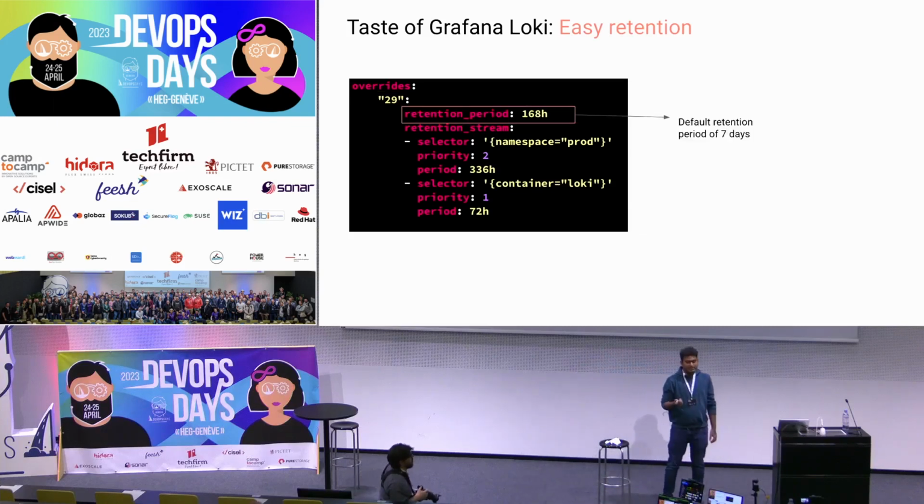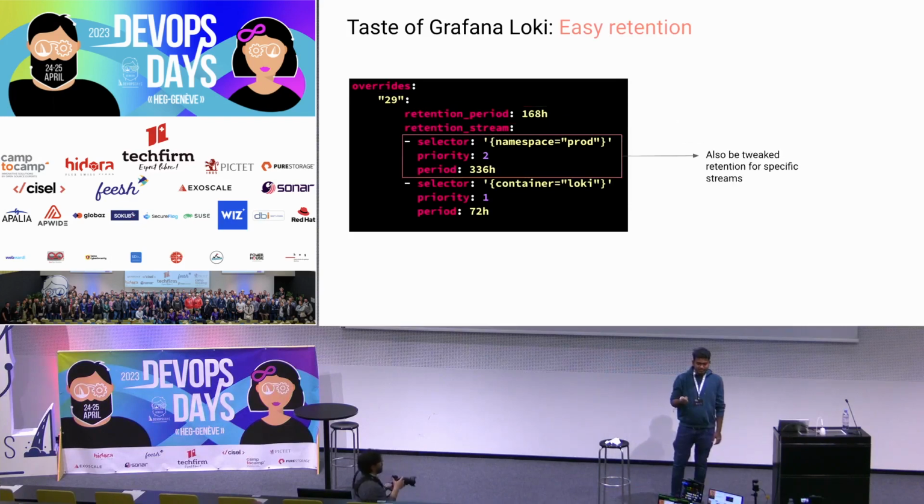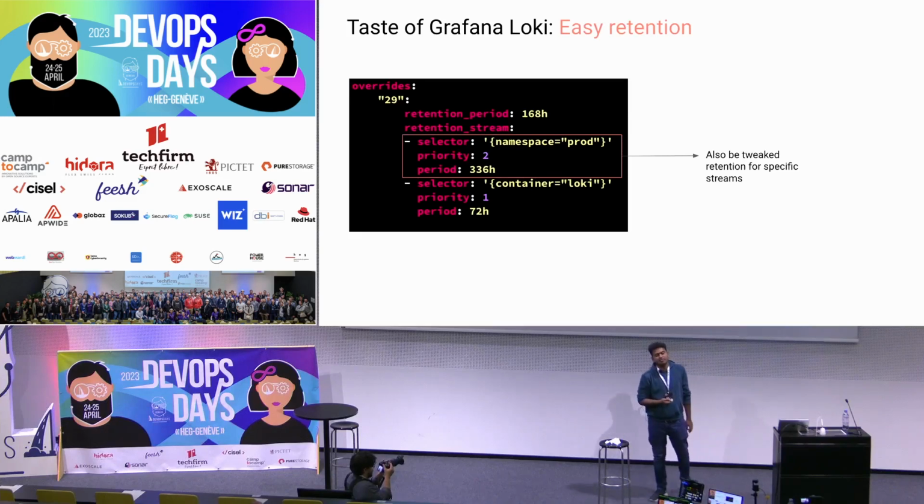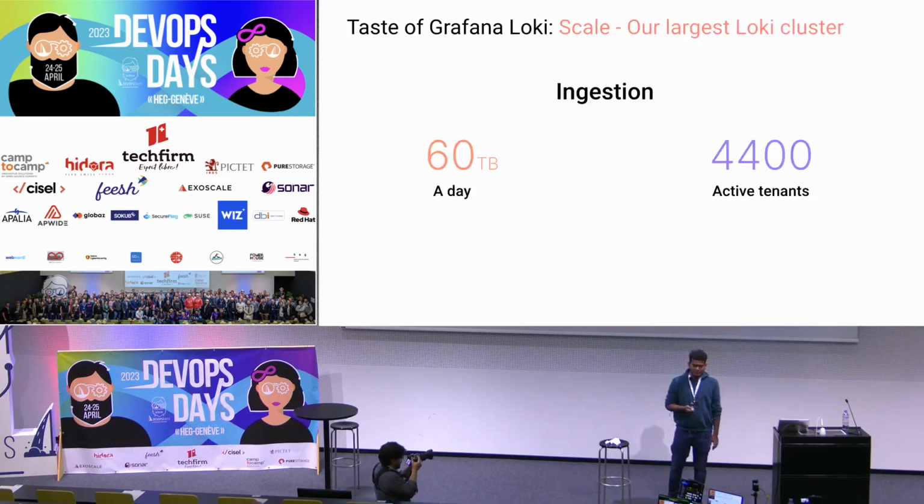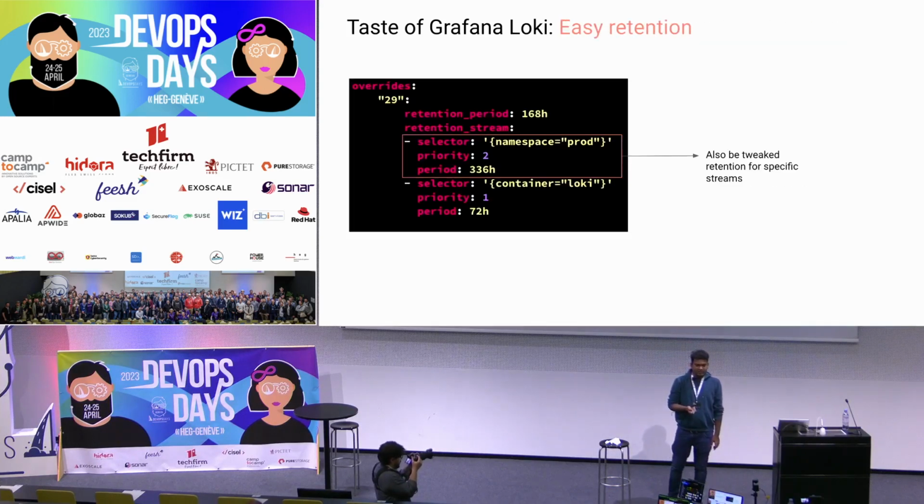So that's where this config comes in, like selector. Here you can say, if any logs are coming from namespace equal to prod, just keep them for more time. Whereas if they're coming from a different namespace, maybe dev or something, then keep them for a different period of time. So you have more control over your retention as well.